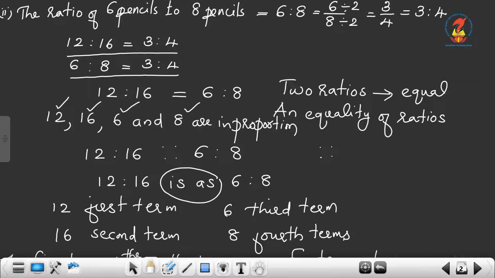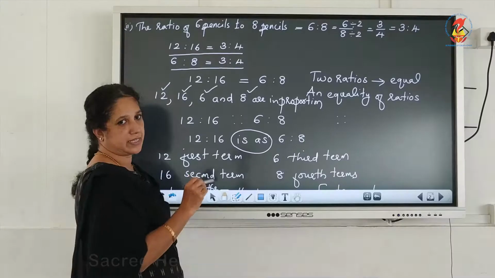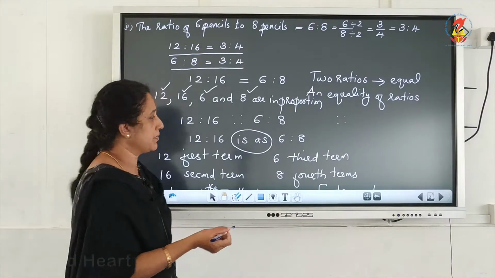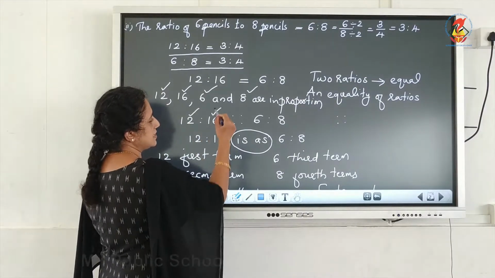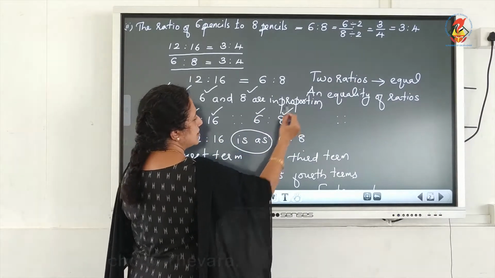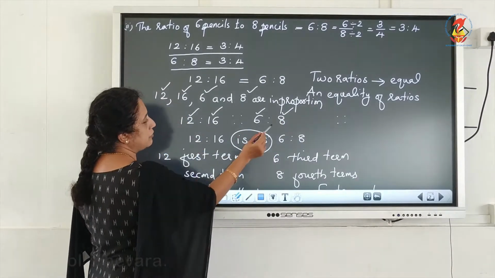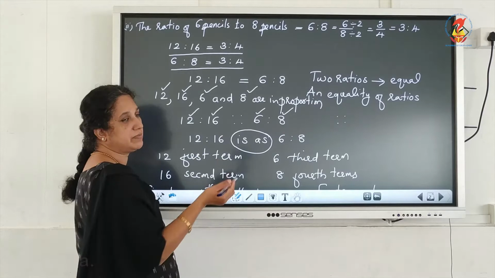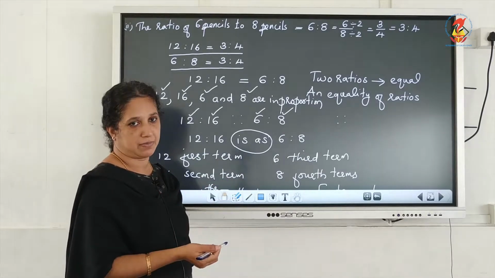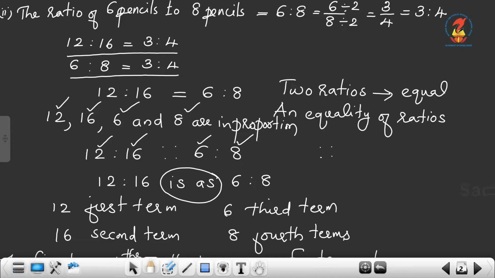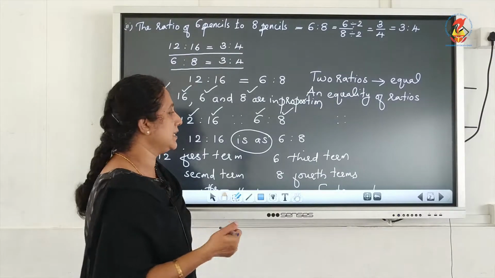So how can you read that? You have to put 4 dots, and read it as 12 is to 16 is as 6 is to 8. Here we have 4 quantities. We can call them the 4 terms of the proportion. 12 is the first term, 16 the second term, 6 the third term, and 8 the fourth term. The first and the fourth terms are known as the extreme terms or extremes. So here 12 and 8 are the extremes. Then the second and the third terms are the middle terms.